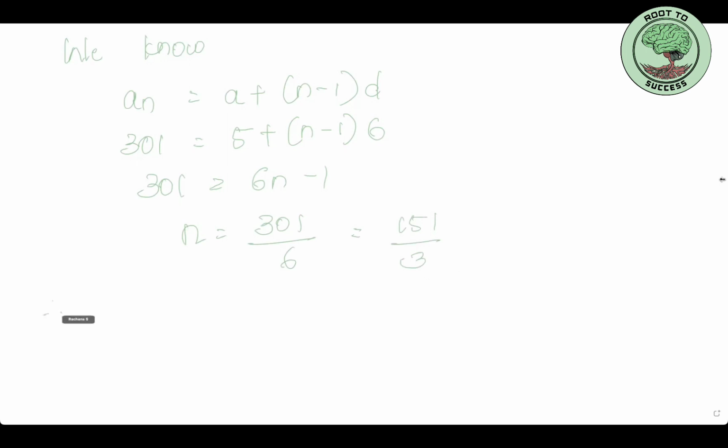So we know that the nth term number should always be an integer. Hence, n for 301 doesn't give any integer. So 301 is not a term in the above mentioned list of numbers.